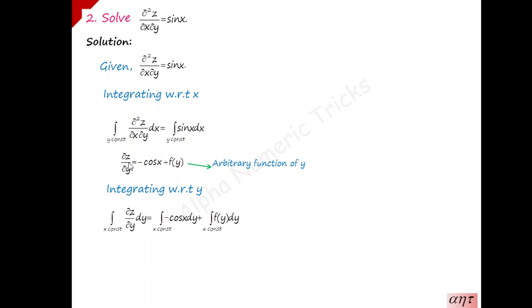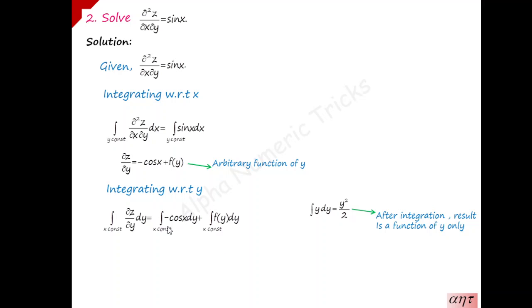Integral x constant ∂z/∂y dy is equal to integral x constant of minus cos x dy plus integral x constant f of y dy. Here in this f of y dy is taken as another function because suppose you are having integral y dy, which is equal to y squared by 2. So after integrating you get this resulting term as a function of y alone. So that's why we have to take this term as some other function of y alone, because we don't know the value of this, so we just take it this way.